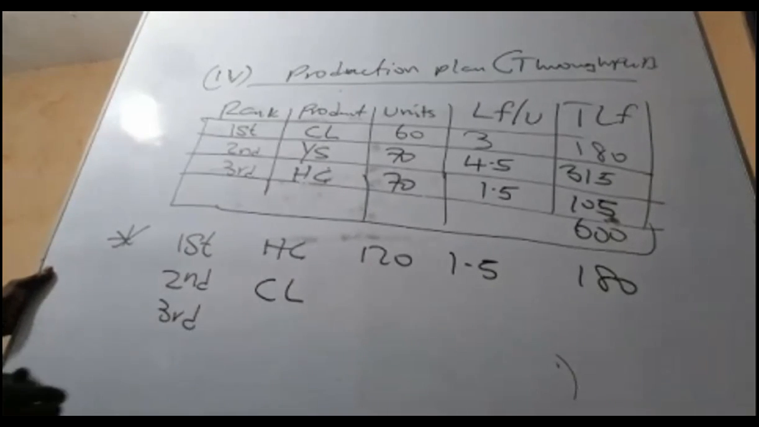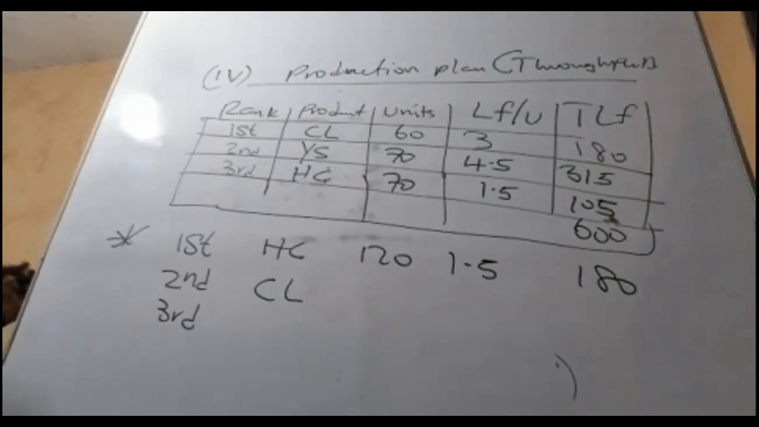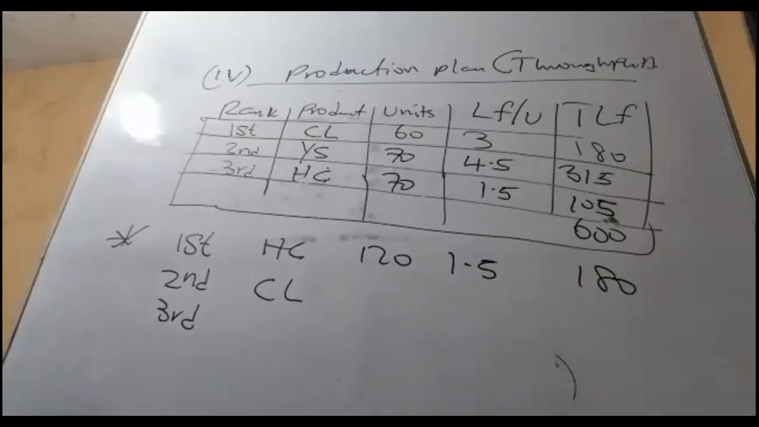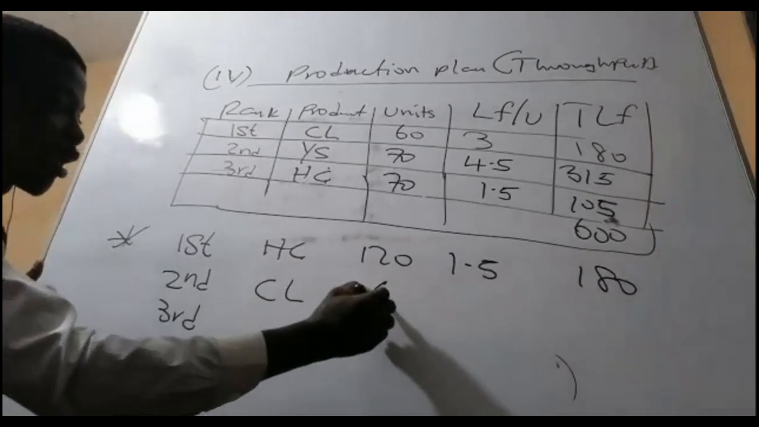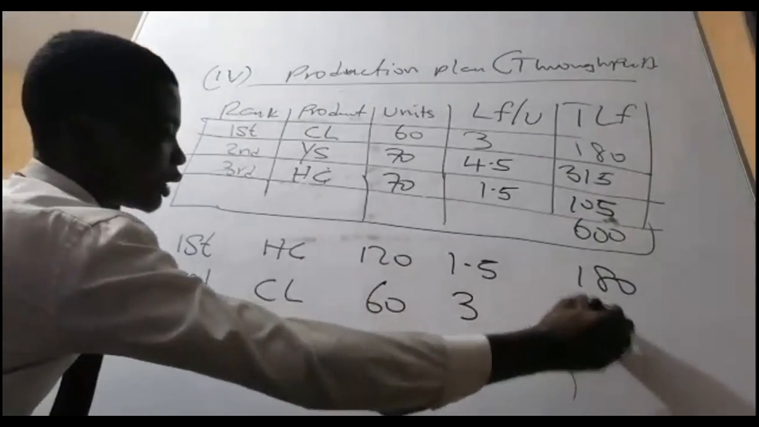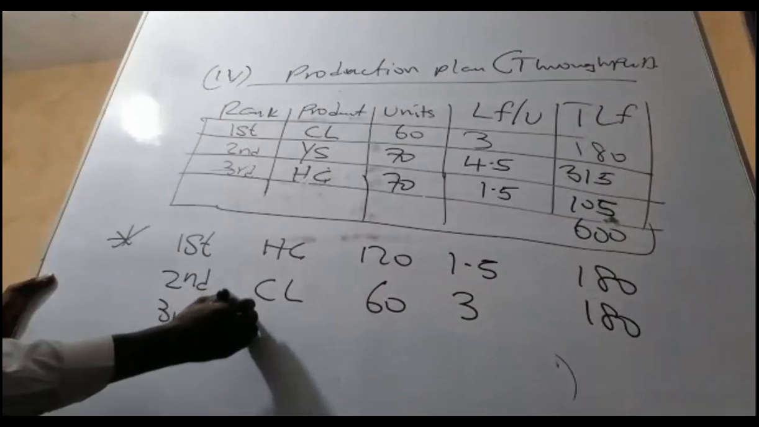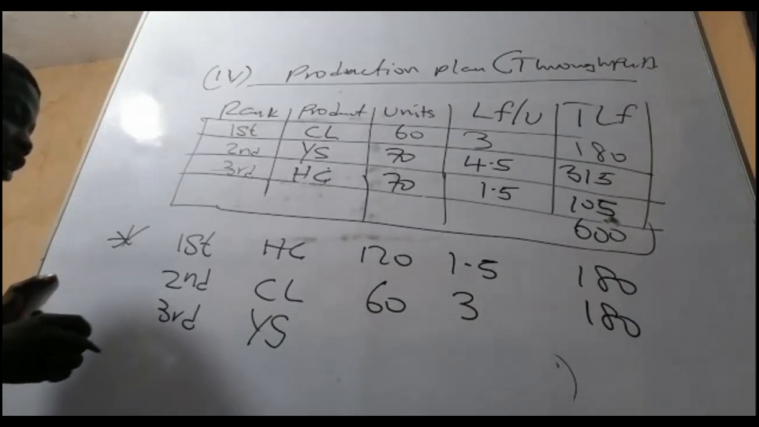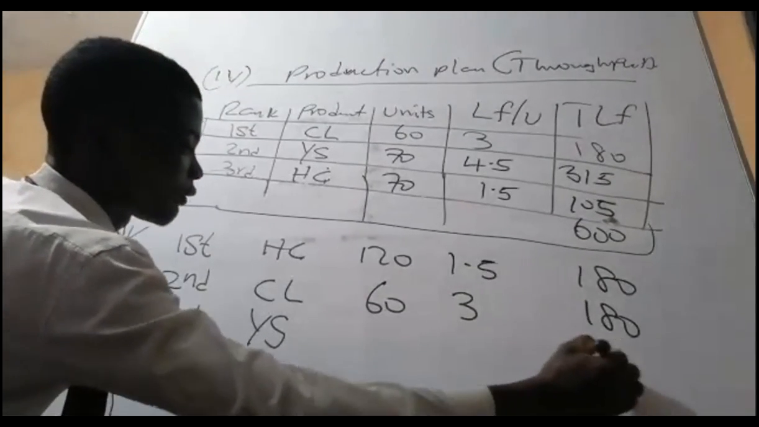Good. Demand for CL is what? 60. Yes, it's 60. In the original question, it's supposed to be 60. So that is it. Now let's continue. So it will be 60, and then the limiting factor is 3. So you get what? 180. So therefore, the last one, that's YS, will be the balancing figure. That will be 240.